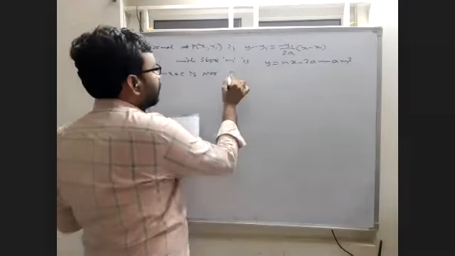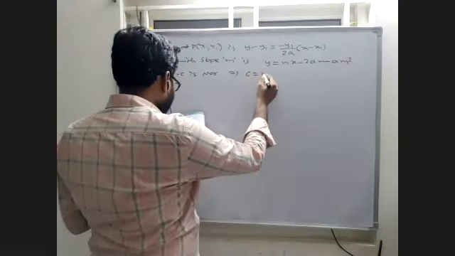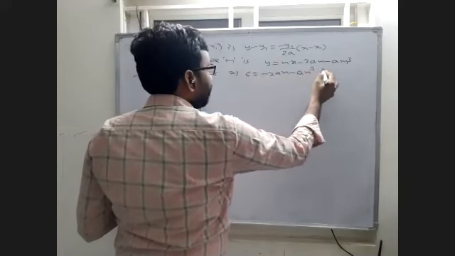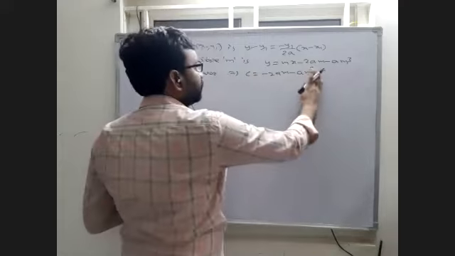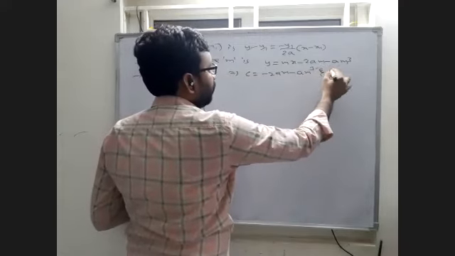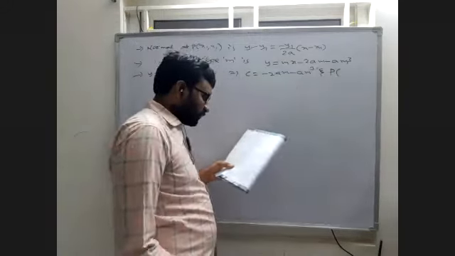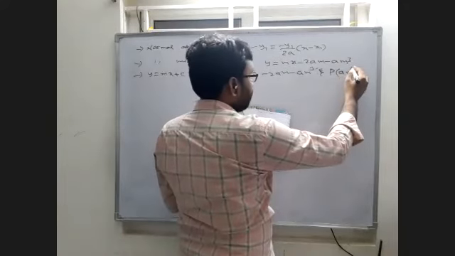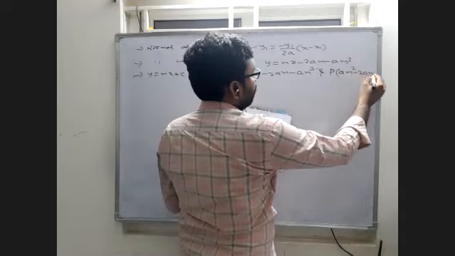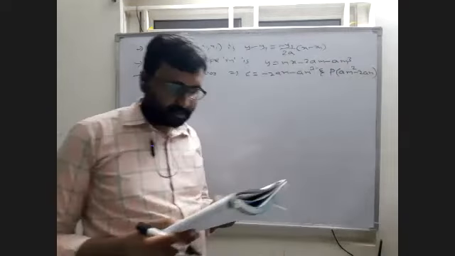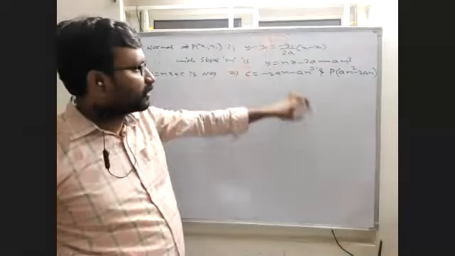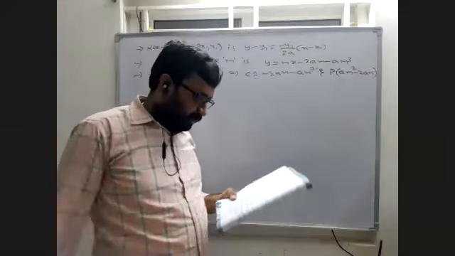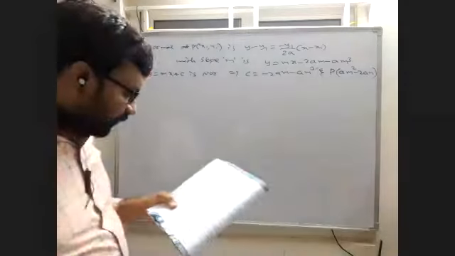Then the condition is c equal to minus 2am minus am cube, and the point is... what is the point of intersection? am square, minus 2am is the point of intersection. In the normal, that is the point of intersection. Okay, and next, the condition for the line to be normal.